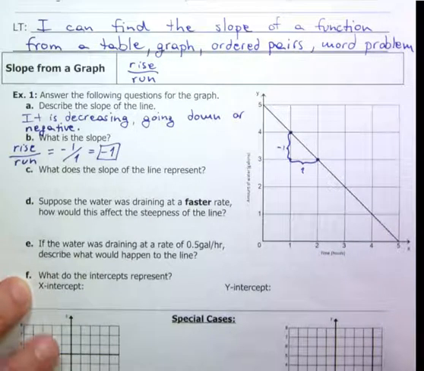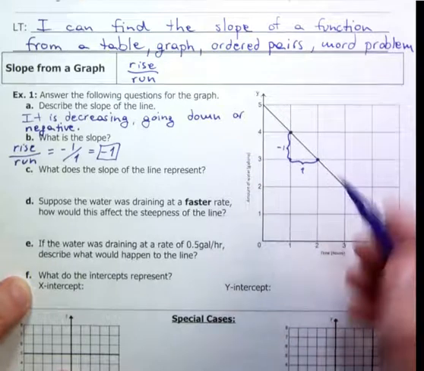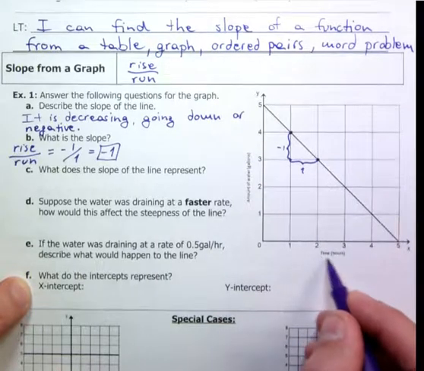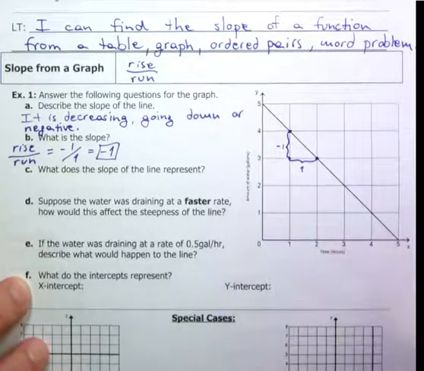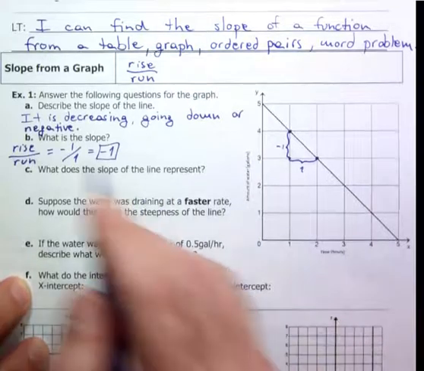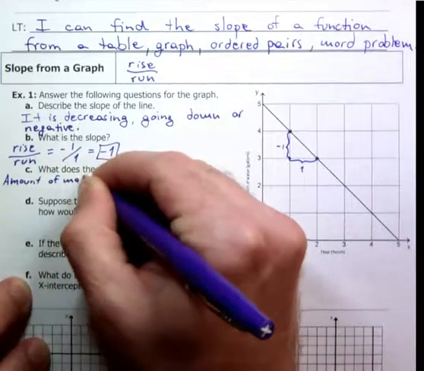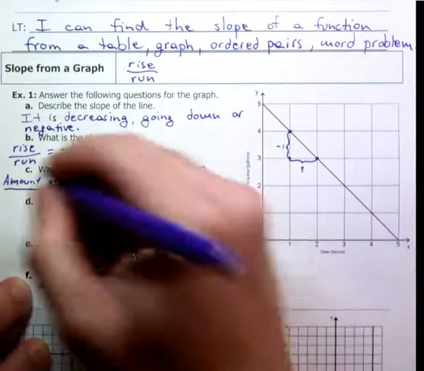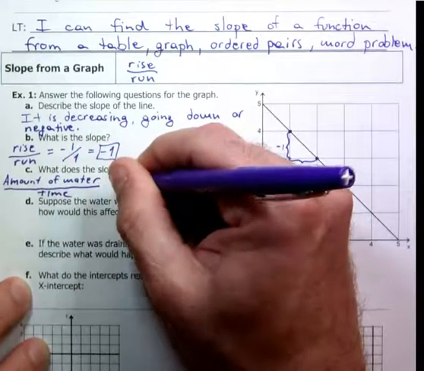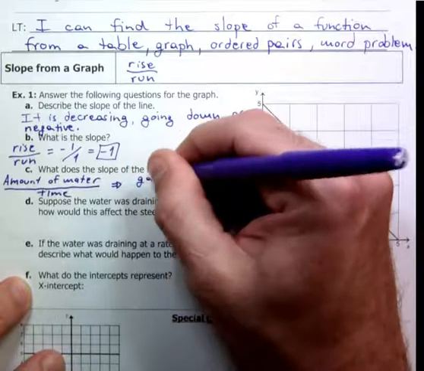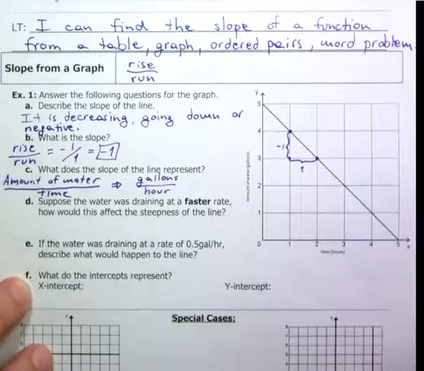What does the slope of the line represent? Well, in this case, I want to read the description on the axis here. On the x-axis we have time, and on the y-axis I have amount of water. So the slope actually represents the amount of water over time, or in this case, hours. So I could also say this as gallons per hour.